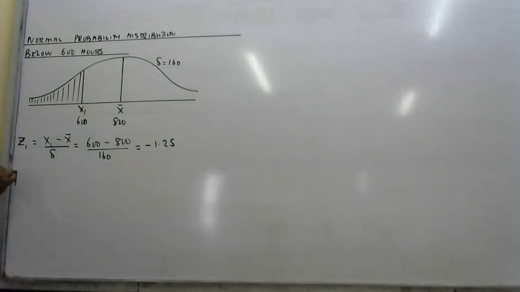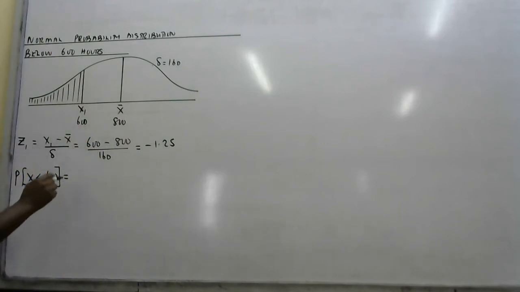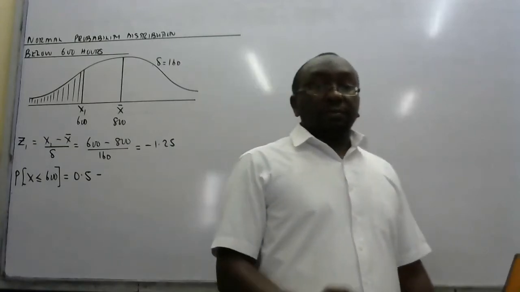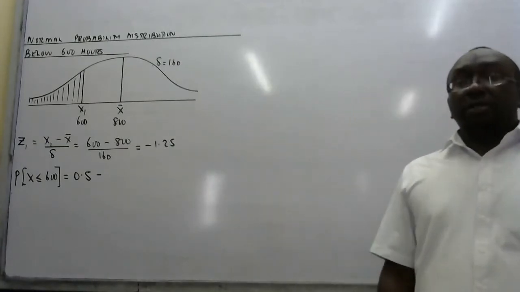So from the tables, the probability that X is below 600. This one we know that what we shall read will be the probability from 800 to 600. So to get the lower one, we must then say 0.5 minus the value from the table for 1.25. Go to the normal tables and read.